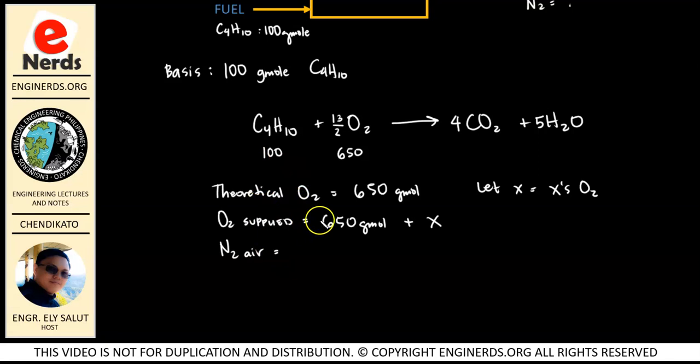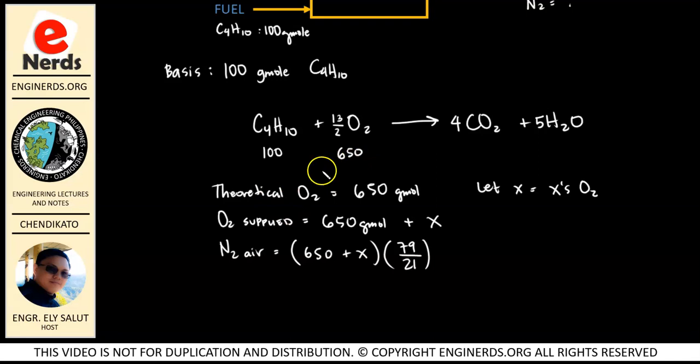That will be 650 plus X, which is the amount of oxygen in the air, multiplied to the ratio of nitrogen and oxygen. So nitrogen is 79 and oxygen is 21. So this will be our equation for the nitrogen in air.